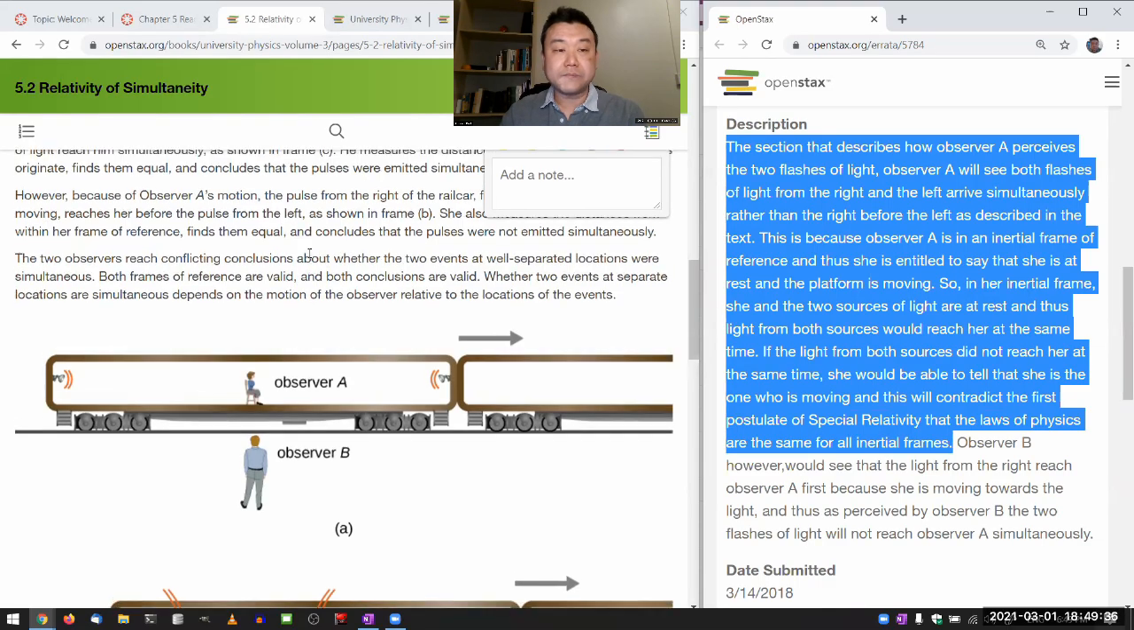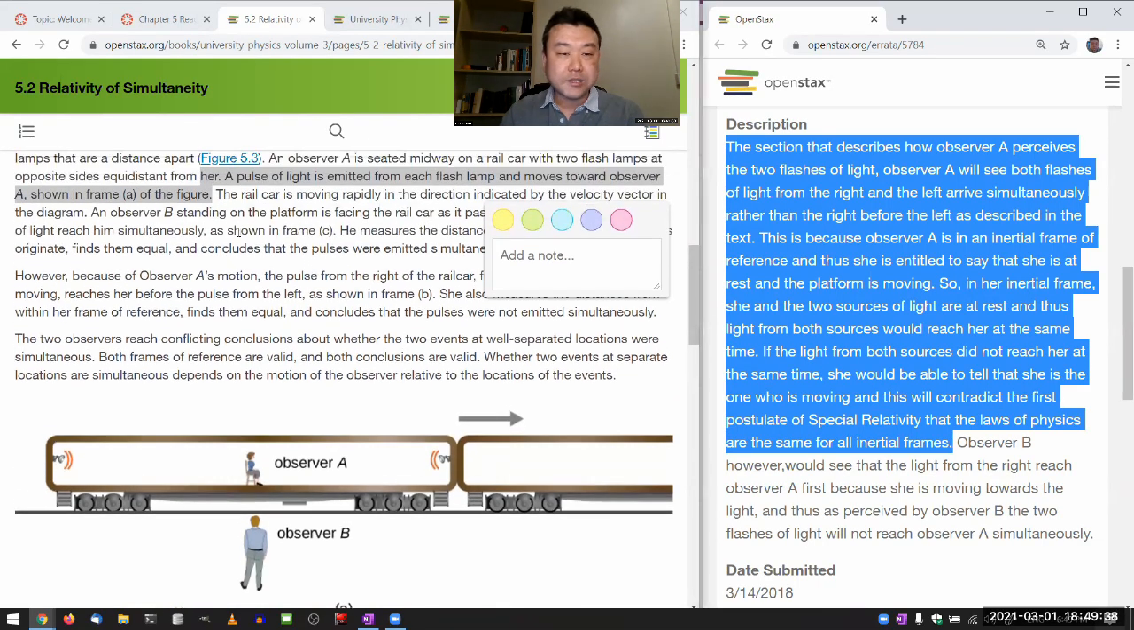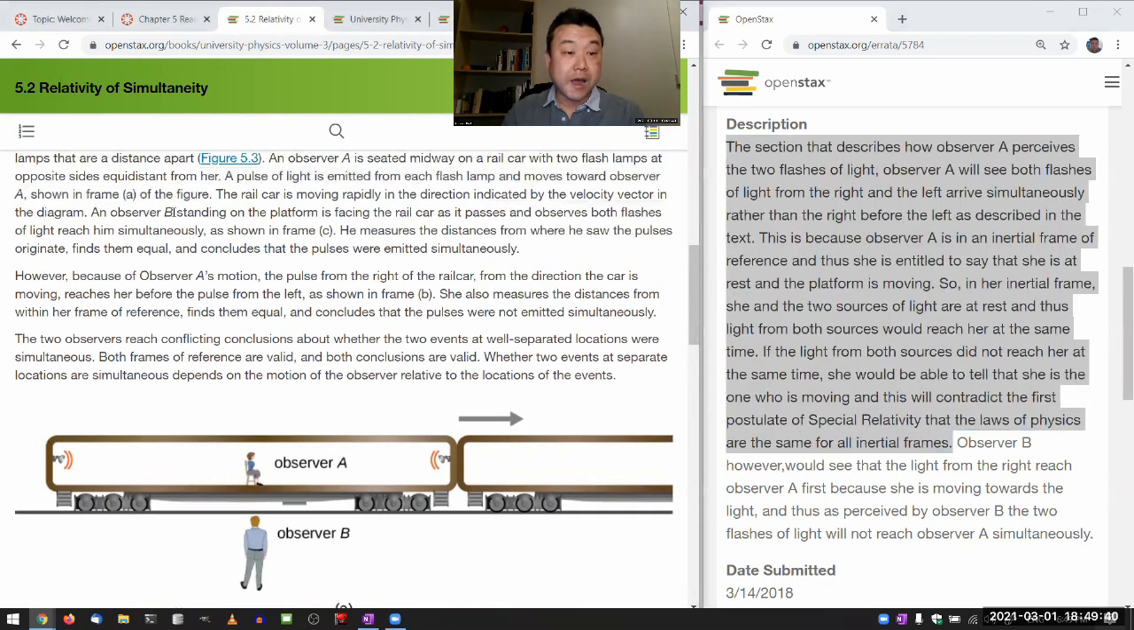And so in the textbook, they try to describe how these pulses were not set up to be simultaneous in observer A's frame. They were instead set up to be simultaneous in observer B's frame.